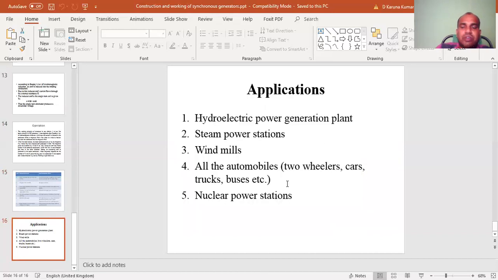What are the applications of the synchronous generator? Synchronous generators are used in hydroelectric power generation, steam power stations, windmills, automobiles and nuclear power plants.